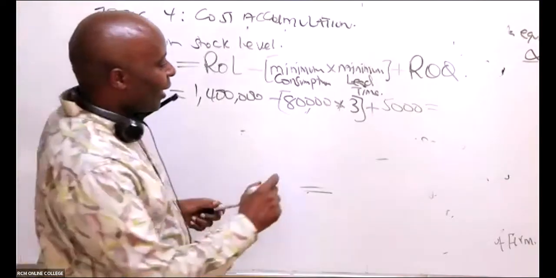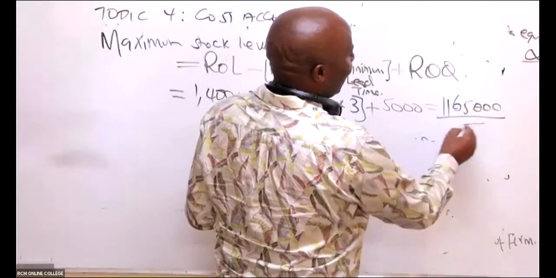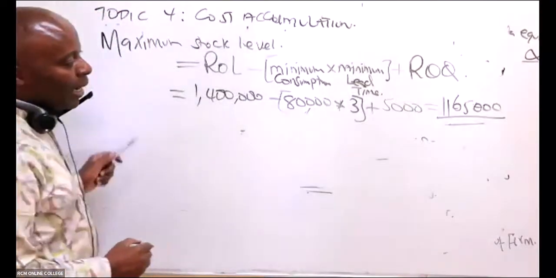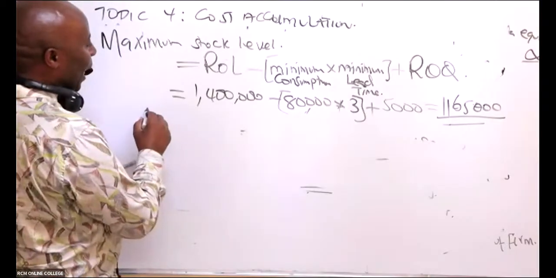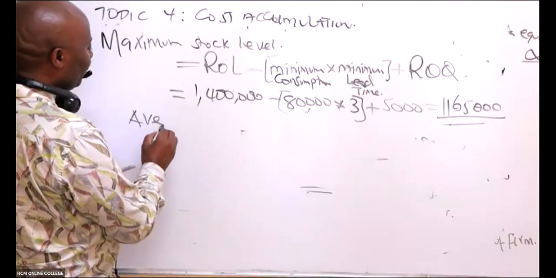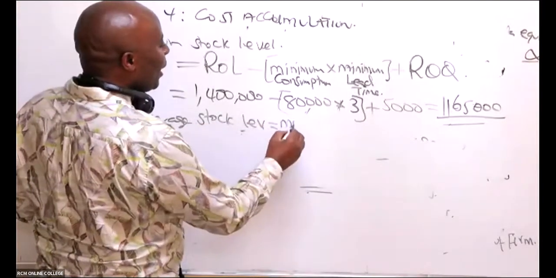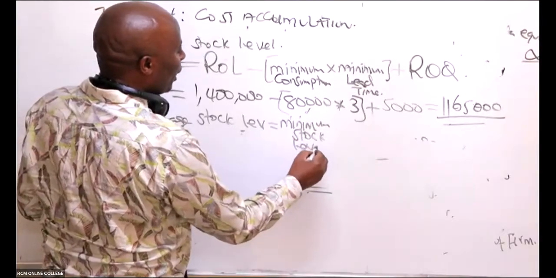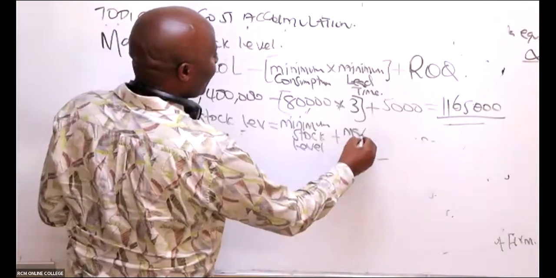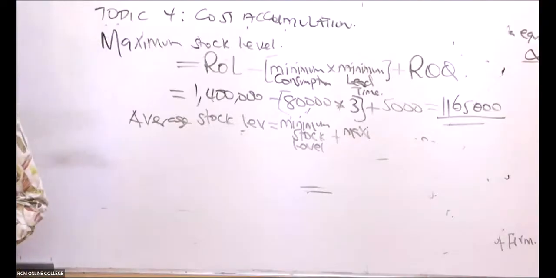And then I'll go back and show this ninja. 1 million. So 1,165,000. And as I go back, ladies and gentlemen, to show this ninja how we got this, could you kindly give me the average stock level? The average stock level will be the minimum stock level plus what here, somebody? This figure is wrong, I'm being told. But somebody has confirmed again, 1,165,000.